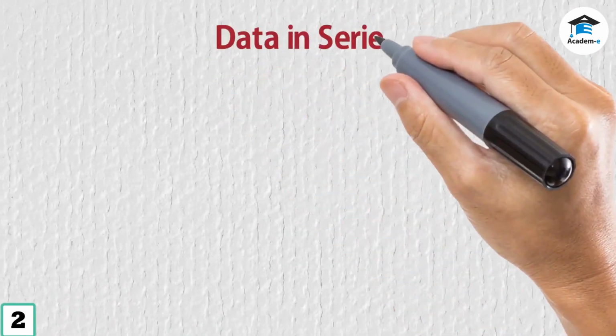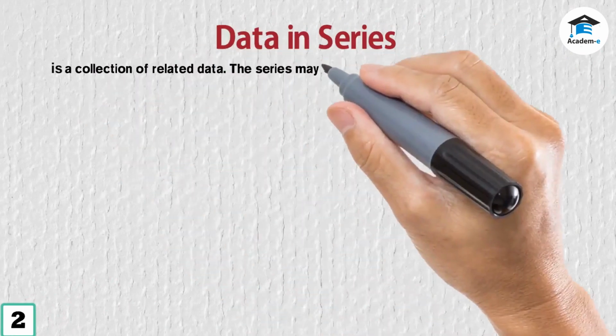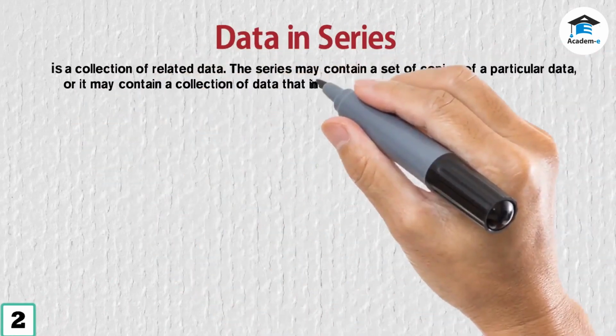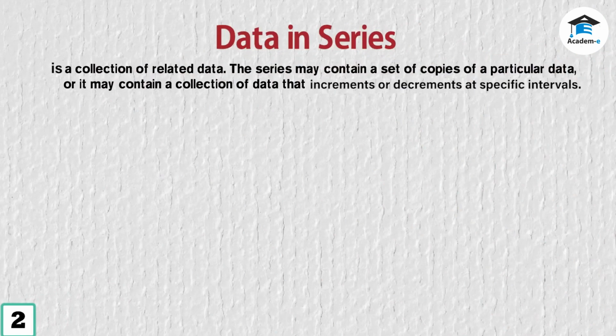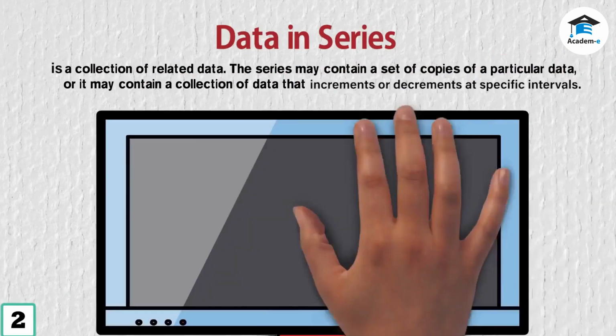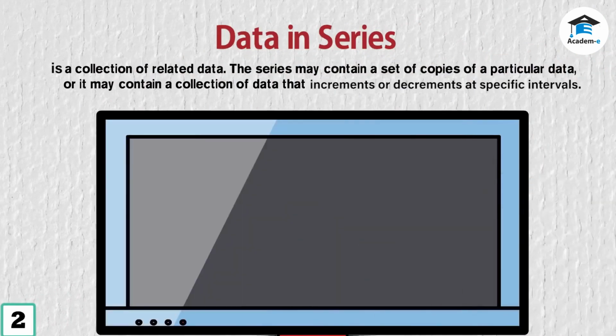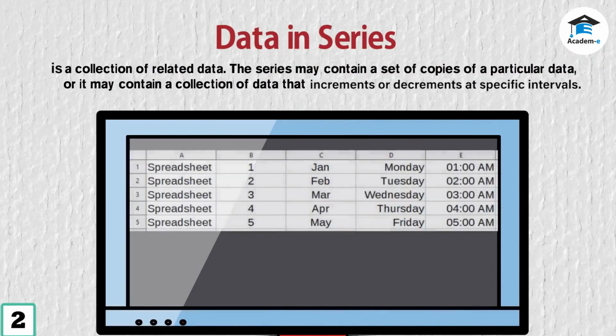Data in series is a collection of related data. The series may contain a set of copies of particular data, or it may contain a collection of data that increments or decrements at specific intervals.